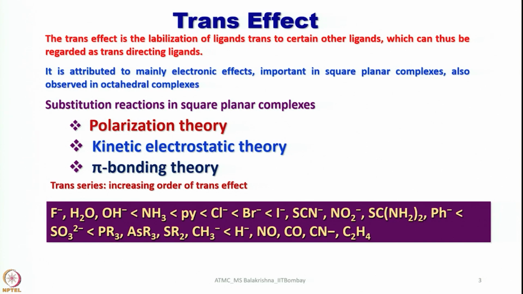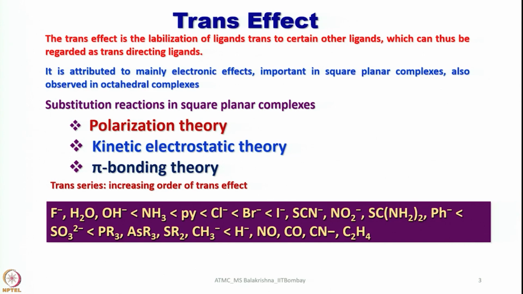It is attributed mainly to electronic effects, is important in square planar complexes, and is also observed to an extent in octahedral complexes. As I mentioned earlier, we come across 3 classes of ligands. You recall my discussion about classification of ligands by donor atoms. All ligands at our disposal as coordination chemists or organometallic chemists fall into 3 types. One is pure sigma donor ligands, which have low energy filled sigma orbitals that interact with metal orbitals to form sigma complexes.